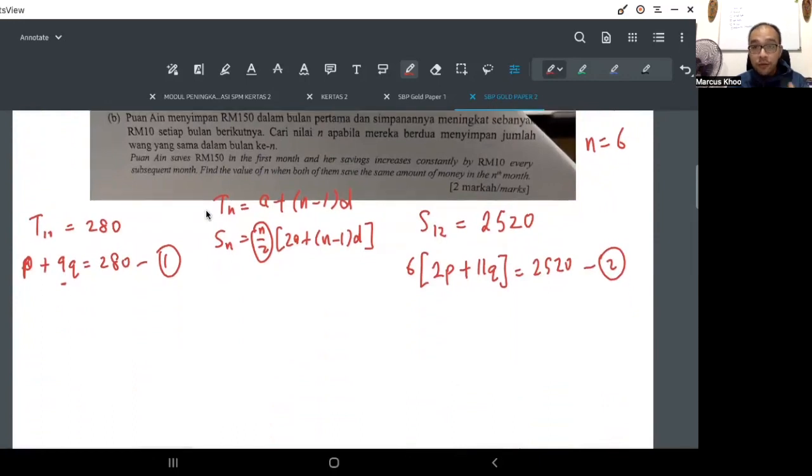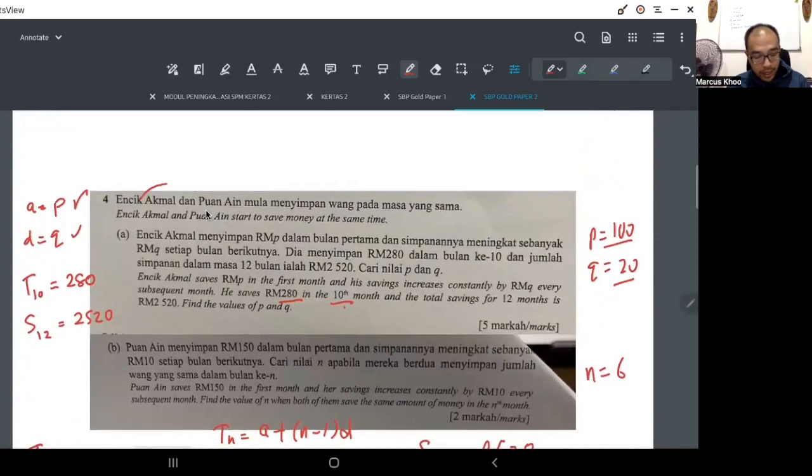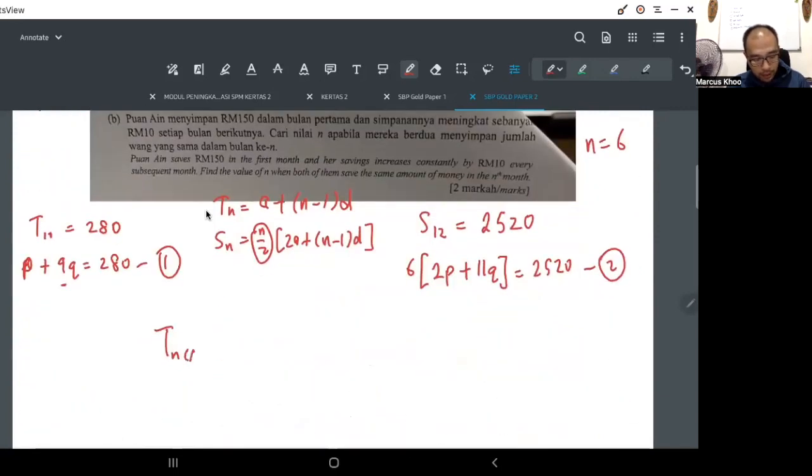So we have to make sure that the Tn for Encik Akmal is the same as Tn for Ain, because the question says find the value when they both save the same amount of money in the nth month. So dia bukan cakap pasal jumlah, dia cakap pasal bulan keberapa yang diorang ngam-ngam sama pula yang kita saving ni bulan, begitu. And the good news is Ain dia sudah bagi tahu 150 and then add 10.